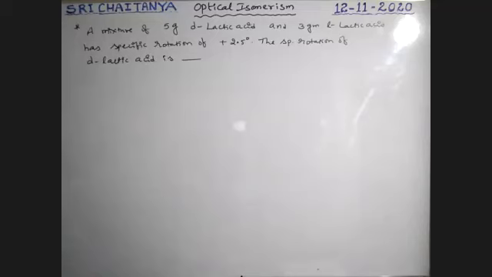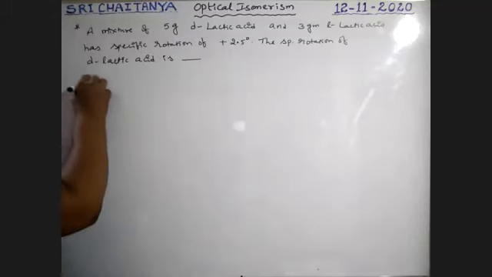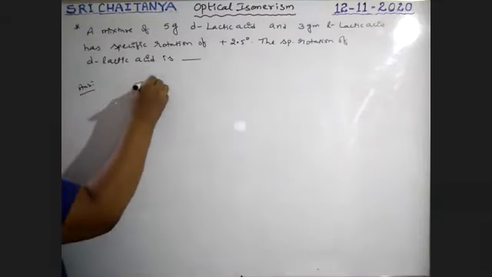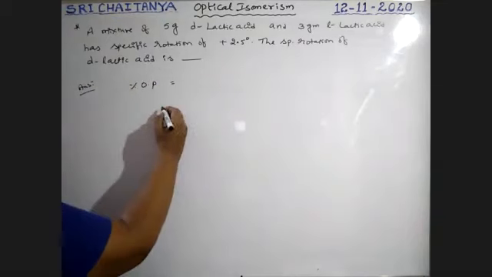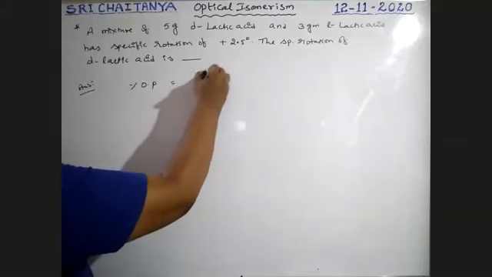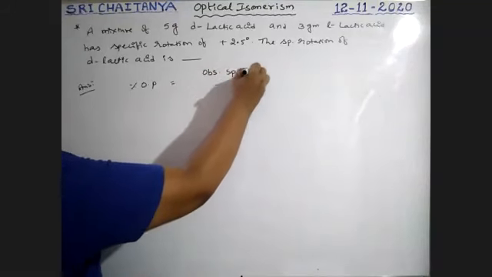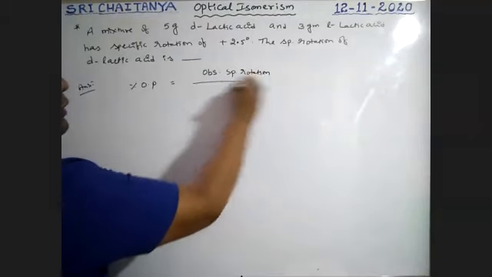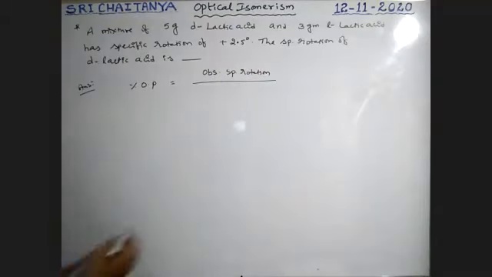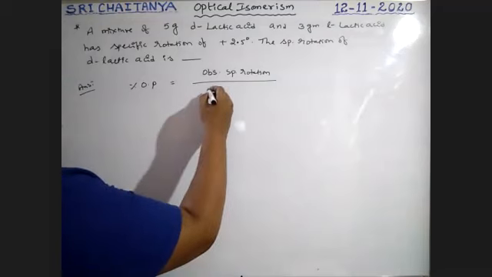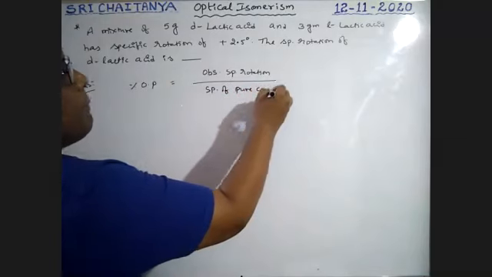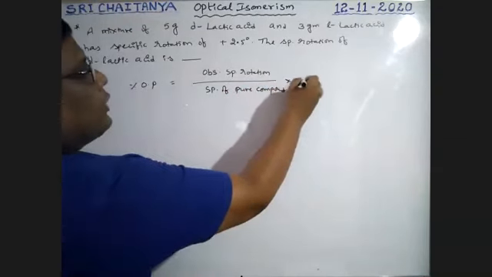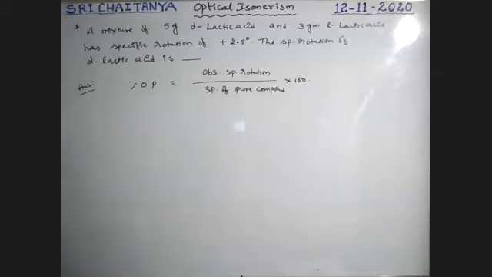Boys, we know the percentage of optical purity is equal to the observed specific rotation by the specific rotation of the pure compound, into 100. Observed specific rotation by specific rotation of pure compound into 100.